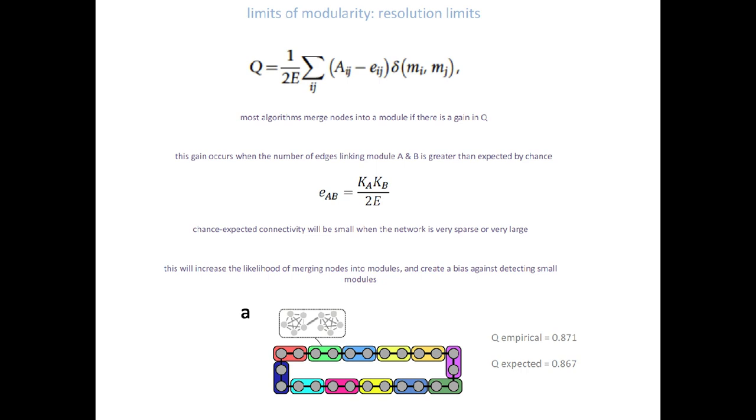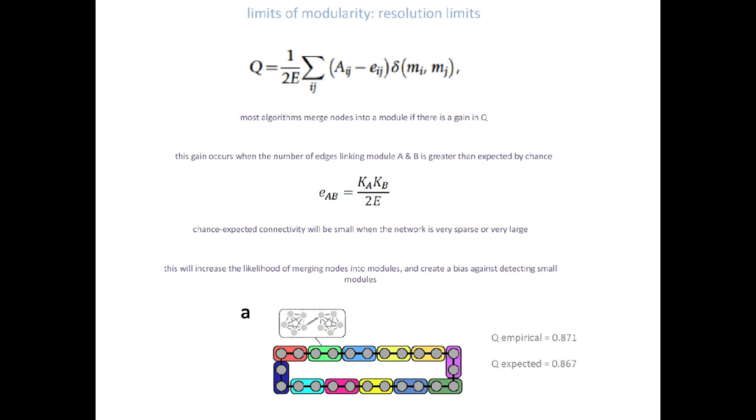So yeah, the causes of bias against detecting small modules. This can be shown in this simple network here. This is a simple ring network, and each of these gray nodes corresponds to a fully connected clique of 5 nodes. Each of these cliques has only one link between them. So you would expect the optimum partition would place each of these gray nodes within a separate module. But what we find is that they get placed together into modules of size 2.